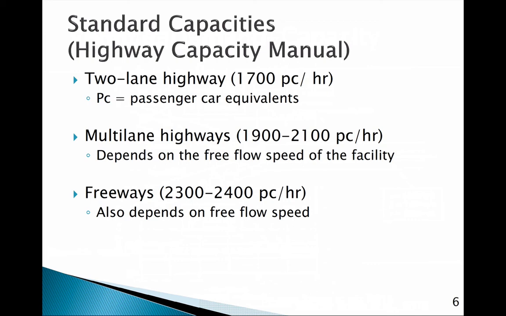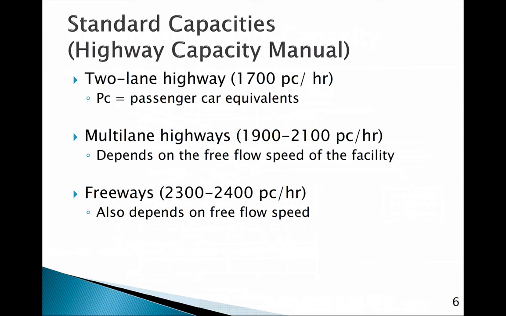So, a rule of thumb, numbers that we use a lot in day-to-day practice. A 2-lane highway has about 1,700 passenger car equivalents per hour in capacity. So basically what that means is, if all the cars were passenger cars, of course there are trucks, and so trucks would count as a factor. They might count as 1.5 cars, right? But we talk about passenger car equivalents. And for a 2-lane highway, it's about 1,700 per hour per lane.